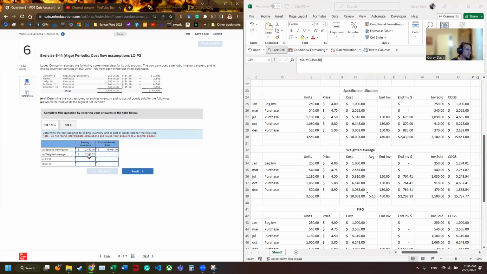$293.23. And that is important. It does ask for 2 decimal places. The weighted average is the only one that has any cents. Everything else is a whole number. But so for this one, make sure you do add in the cents.